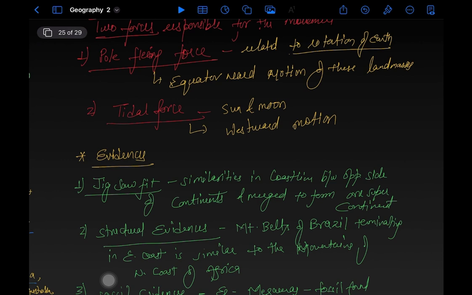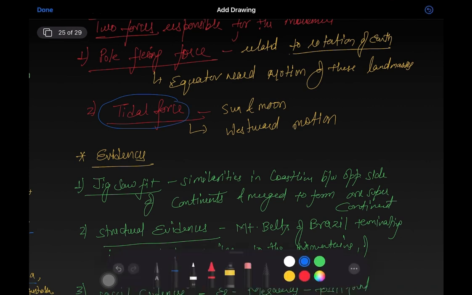The second force which Wegener termed is the tidal force. This tidal force is generated due to tides caused by the gravitational attraction of the sun and moon. So according to Wegener, this tidal force is responsible for the westward motion.